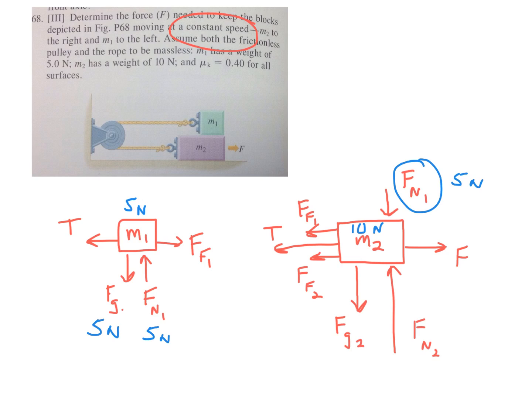F sub G2, the large mass, is 10 newtons. So I know this is 10 newtons over here. Is it going to be a chain reaction? Since that's 10 newtons, F sub N2 must be 15 newtons because it has to balance out the two downward forces. So this has to be 15 newtons.